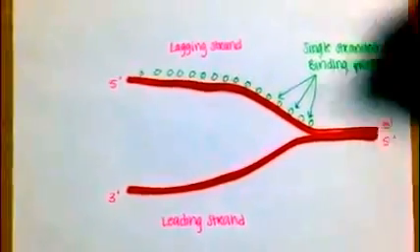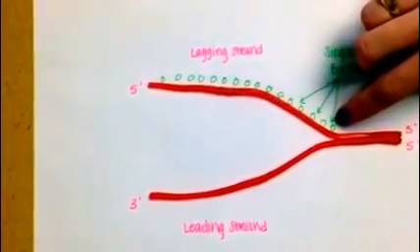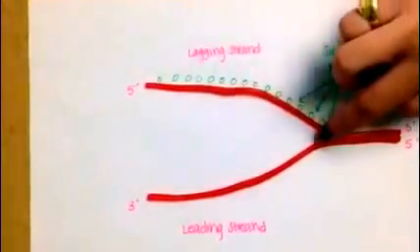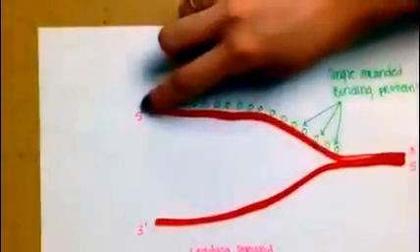The lagging strand forms Okazaki fragments because it synthesizes in the 3 to 5 prime direction. This happens because DNA polymerase can only synthesize in the 5 to 3 prime direction.